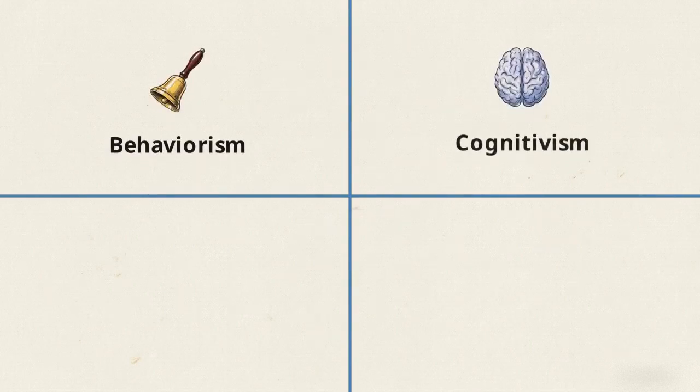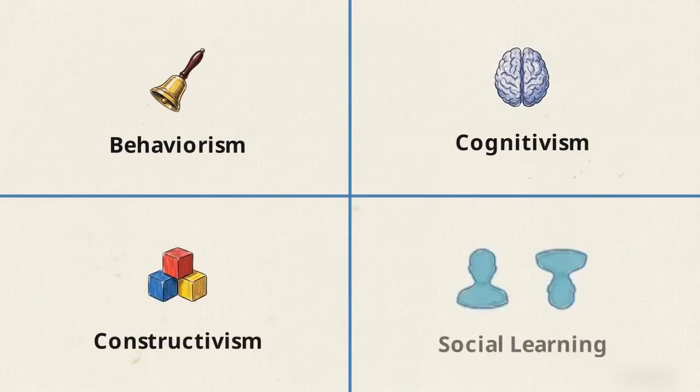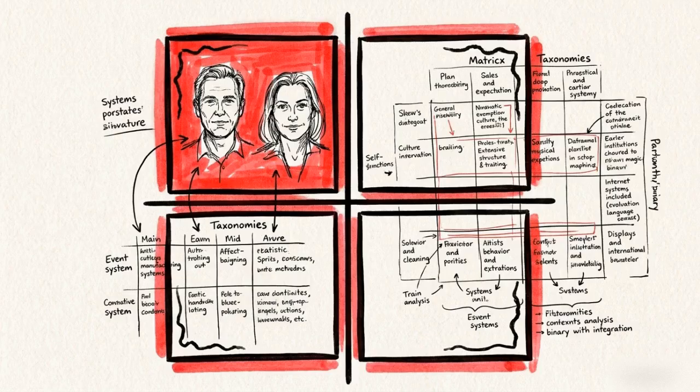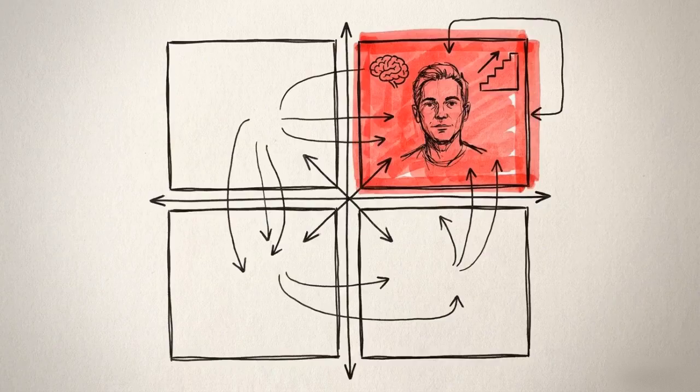We can separate these schools of thought into a 4-quadrant matrix: behaviorism, cognitivism, constructivism, and social learning. Behaviorism focuses on observable stimulus and response. This quadrant is defined by Ivan Pavlov's conditioning and B.F. Skinner's reinforcement of behavior. Cognitivism, led by Jean Piaget, moves inside the mind. It examines internal processes like memory and developmental stages rather than just external behavior.